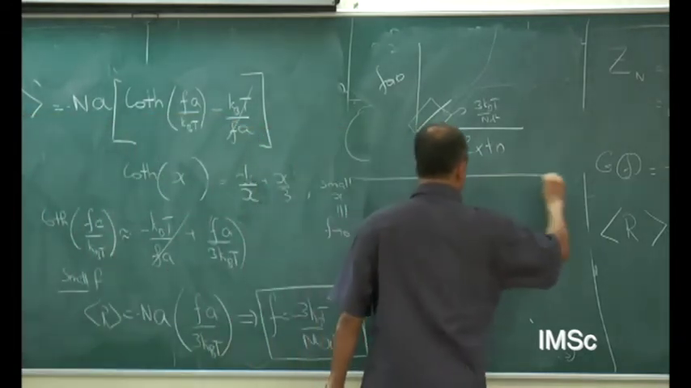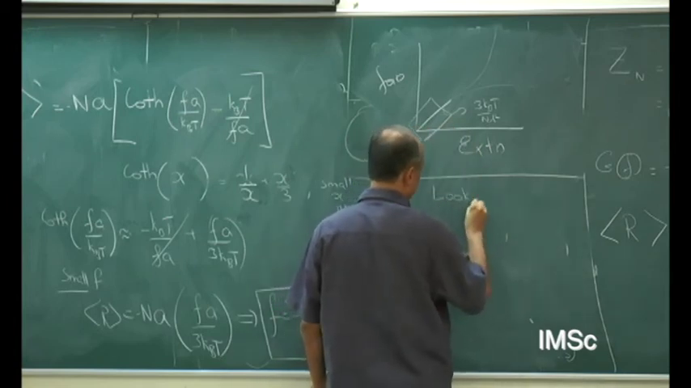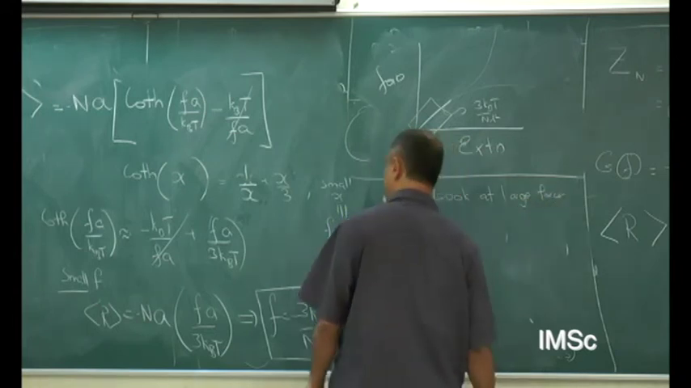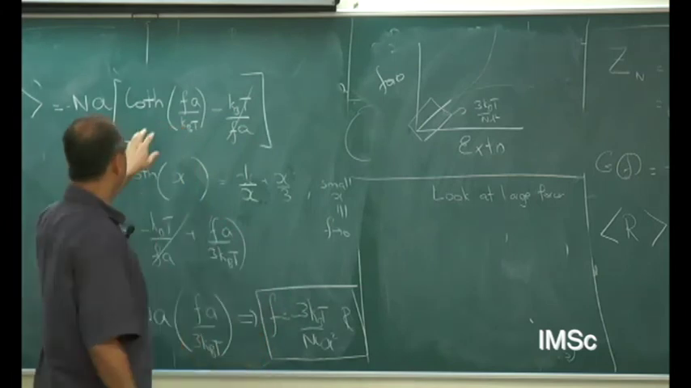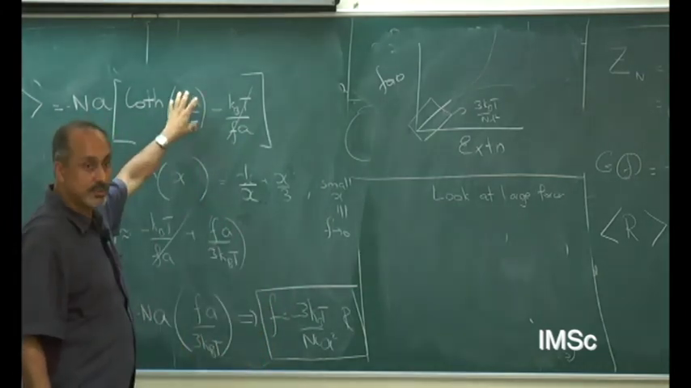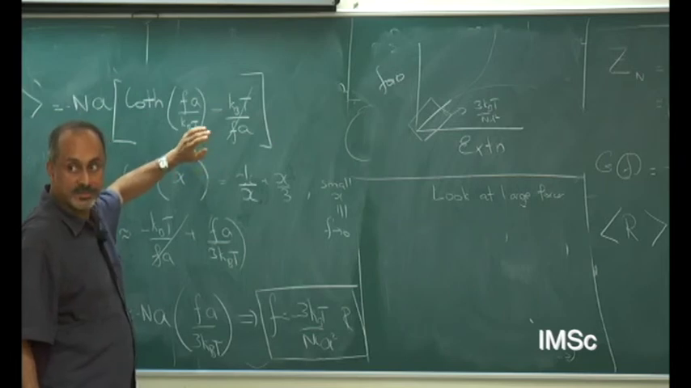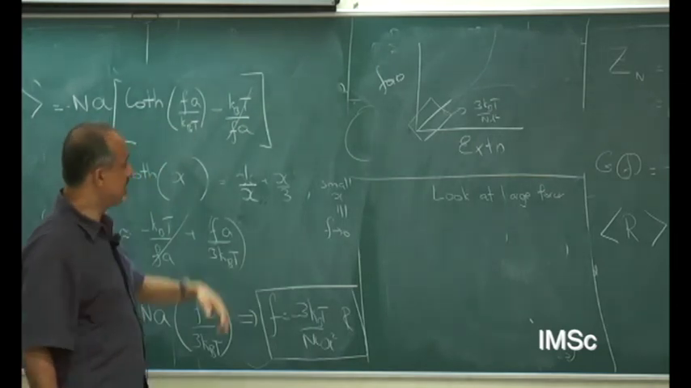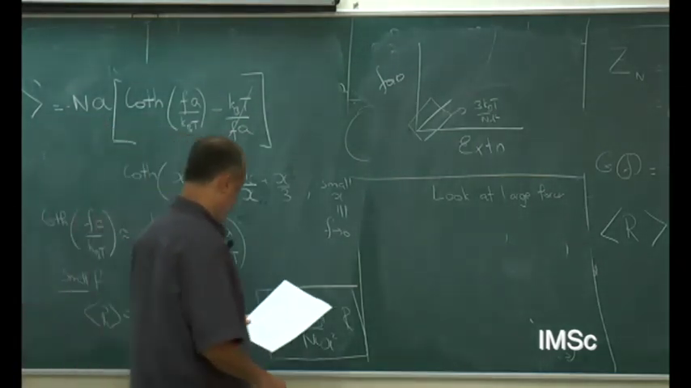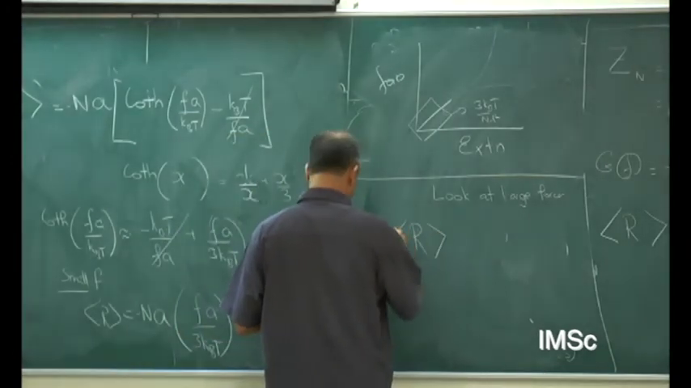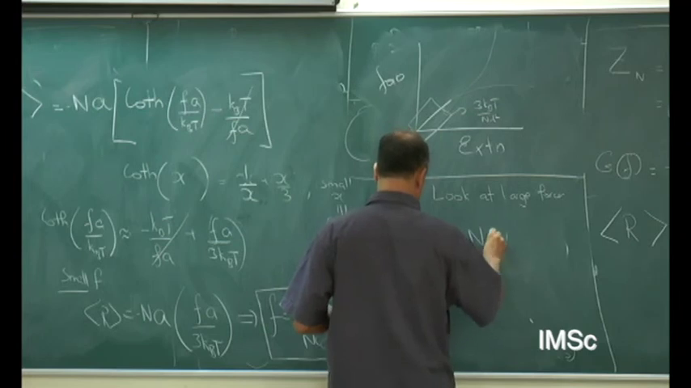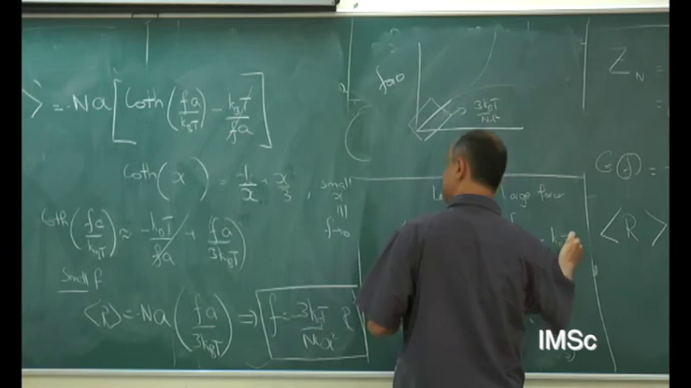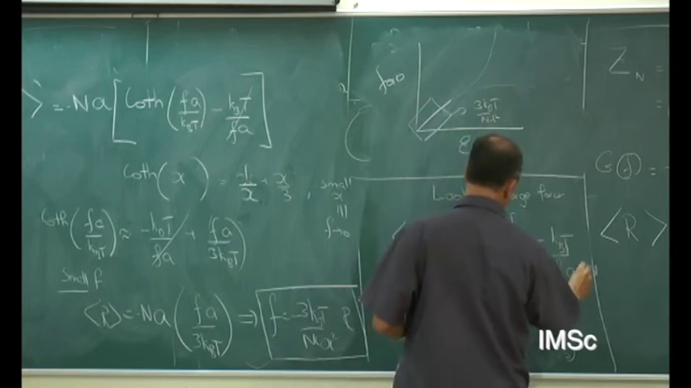The second thing to do is to look at large forces. For large forces, the coth, the hyperbolic cotangent function for large argument, goes to 1. When this becomes 1, this is 1 minus kBT divided by Fa. So the R averaged is approximately N times a times 1 minus kBT divided by F times a.